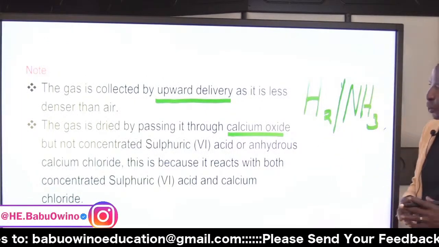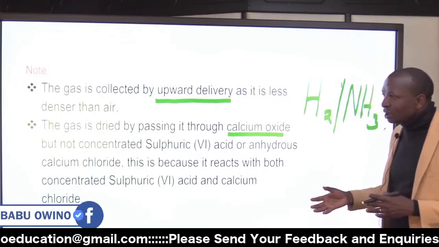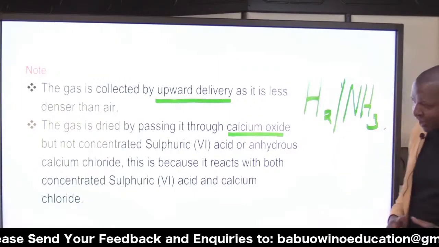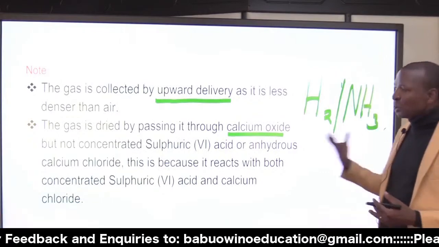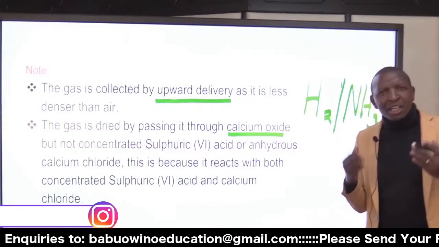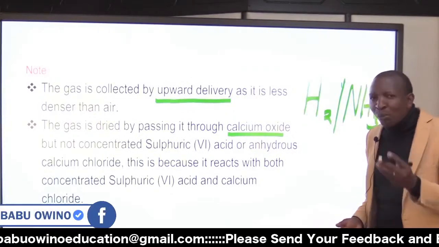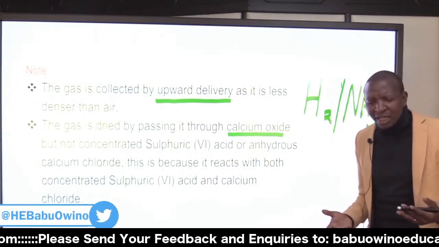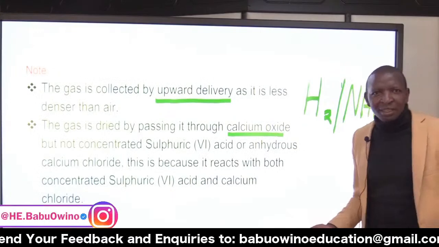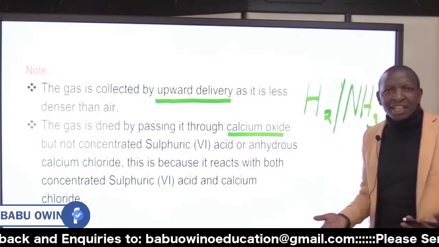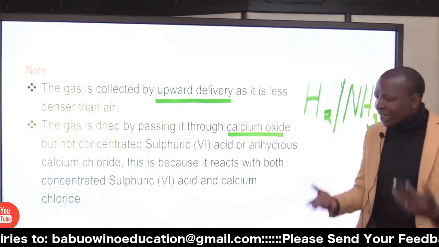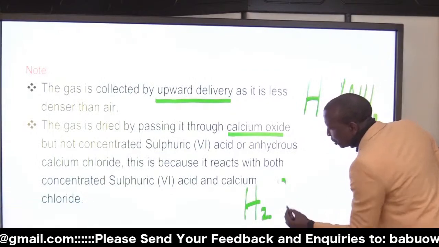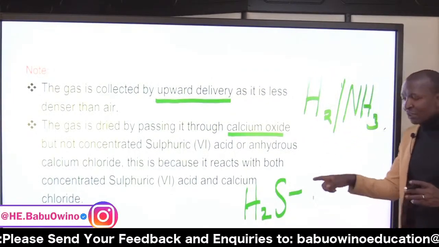Something that I want you to capture, as a learner, is that ammonia is the darling of the examiner, because many times you're going to be asked by the examiner to name the drying agent for ammonia, because ammonia has only one drying agent, that's calcium oxide. It would be very difficult to find an examiner asking you to give a drying agent for hydrogen. Why? Because three drying agents can be used to dry hydrogen. The other gas that has only one drying agent is hydrogen sulfide. It's important to understand. So these two gases, in terms of their drying agents, are very important.